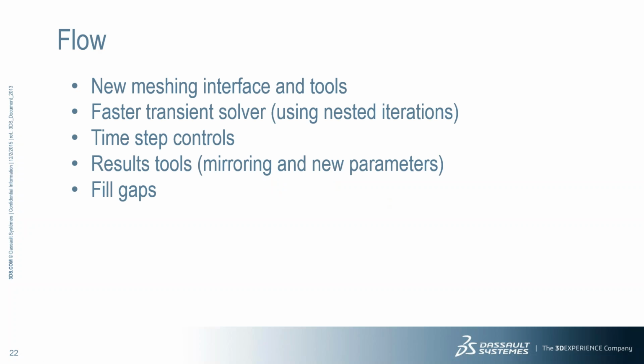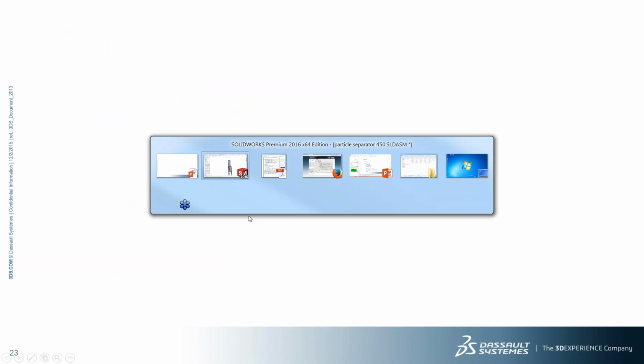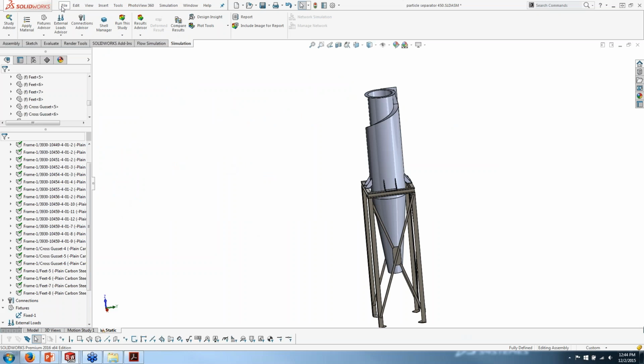All right, so some of the new Flow features that I'd like to show are going to be the new meshing interface and some of the tools associated with that. I want to show the faster transient solver, and also some of the time step controls available. Then we'll move into some of the new result tools and show some of the filling gaps options as well. Time pending, I might go back to some of the other topics, but we'll see how we do. So, new meshing interface and tools. Let's start there with another model.